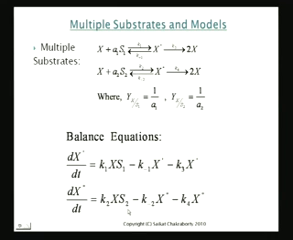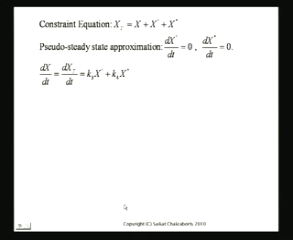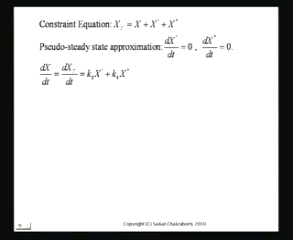The next step is we write the constraint equation like we did before, which is the total amount of cells present in the system. So xt is the total amount of cells present in the system. It is either in the form of x, which is the daughter of the mother cell, or in the form of any of the intermediate species, x prime or x double prime. So this is my constraint equation.